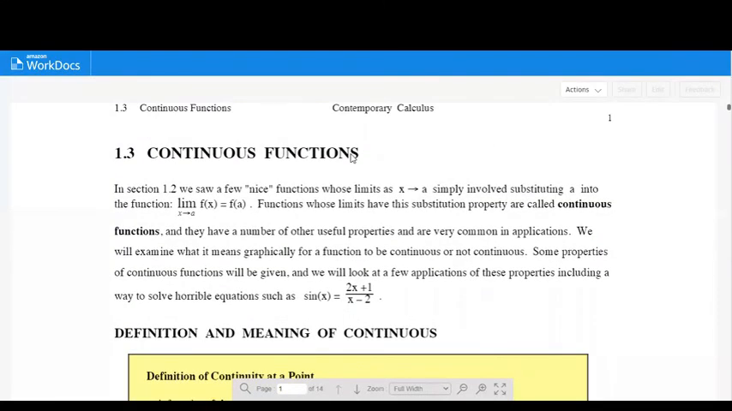Okay, so we have continuous functions. So actually, we have already described this last meeting by the time we have discussed yung sa limits. Okay, so we have continuous functions.